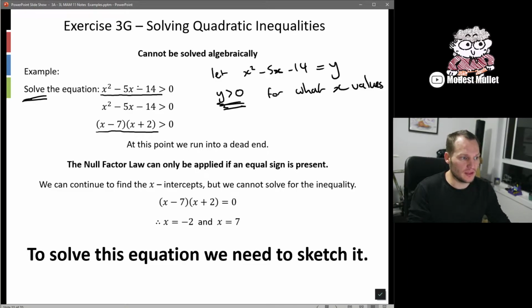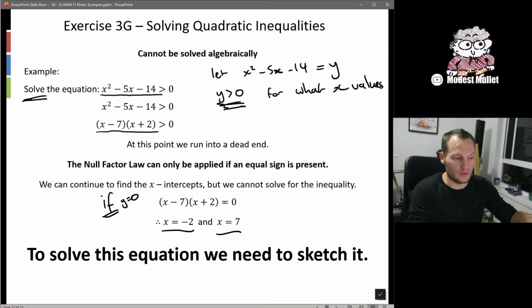By letting whatever that original inequality was equal to y, what x values will end up making y greater than 0? In this graph, we get x minus 7, x plus 2, so that gives our x-intercepts. This factorization is still handy, because if we let y equal 0, and that's a big if, it gives us our intercepts, which can help us sketch it. And that's what we're always going to do. In all these, we're going to do a little sketch.